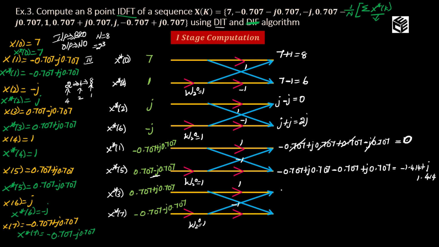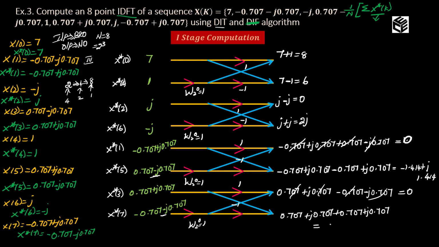Okay, and my next answer is, this is 0.707 plus j 0.707 minus 0.707 minus j 0.707. So it will cancel each other. The answer of this is equal to 0. And here it is 0.707 plus j 0.707. And this line it is minus 1 into this. So it is plus 0.707 plus j 0.707. My answer is equal to 1.414 plus j 1.414.